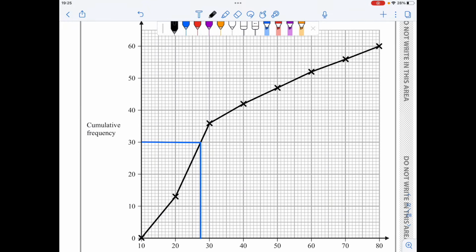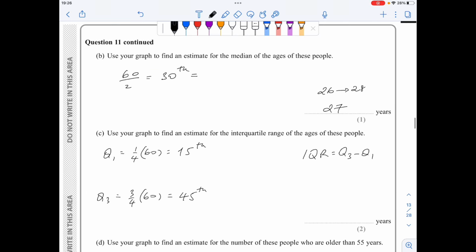So repeat the same procedure as the median, but instead of 30, go to 15 and 45. So from the graph, you can see that these values are 21 and 46. So Q1 is 21, Q3 is 46. So the IQR is 46 minus 21, which gives me 25 years. Mark scheme accepts values between 24 and 28.